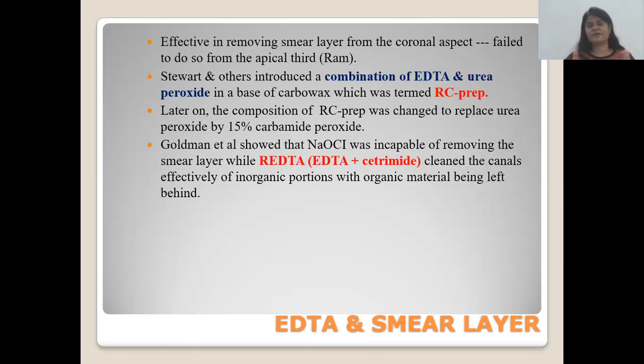Then EDTA and the smear layer. How does it act against the smear layer? It is effective in removal of the smear layer from the coronal aspect, but fails to do so in the apical third, according to Ram, who did an experiment using EDTA and its penetration inside the root canal. Stewart and others introduced a combination of EDTA with urea peroxide in a base of Carbowax, which is known as RC Prep. This RC Prep is commonly used during root canal therapy.